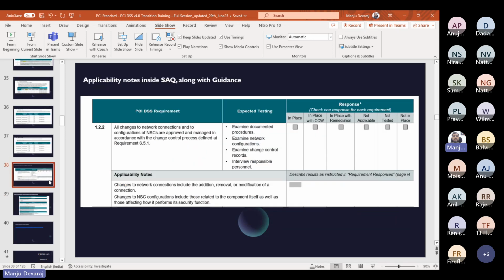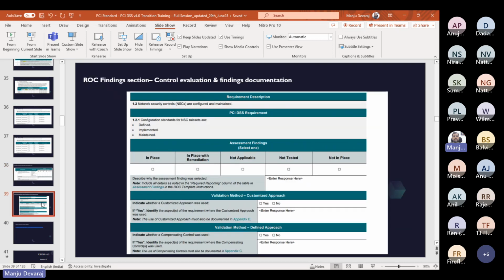I think we did speak about certain changes from the SAQ perspective, on SAQs or level 2 assessments, in that they cannot use the customized approach because the document is restricted. It is not extensive enough to accommodate such a thing.